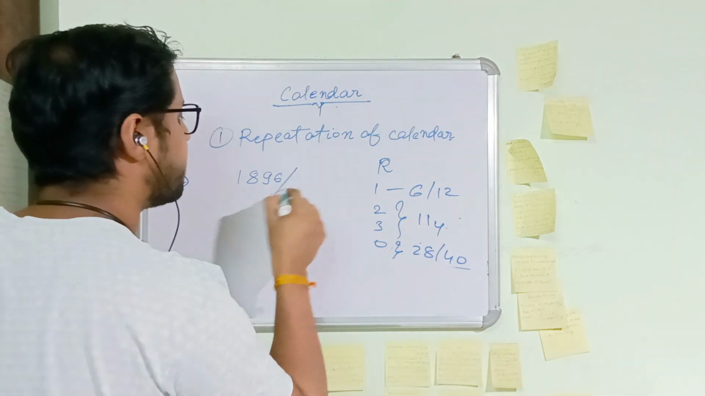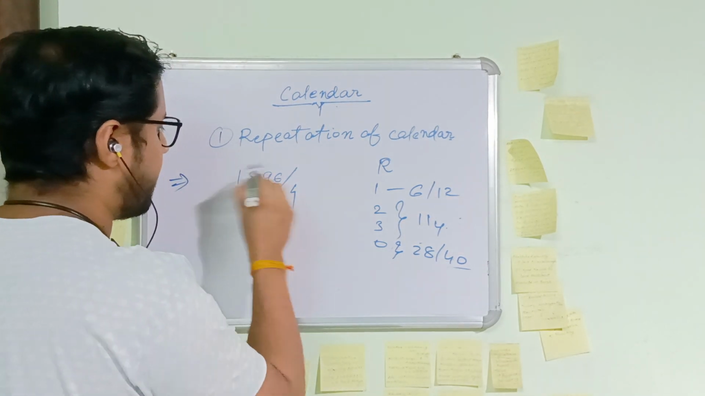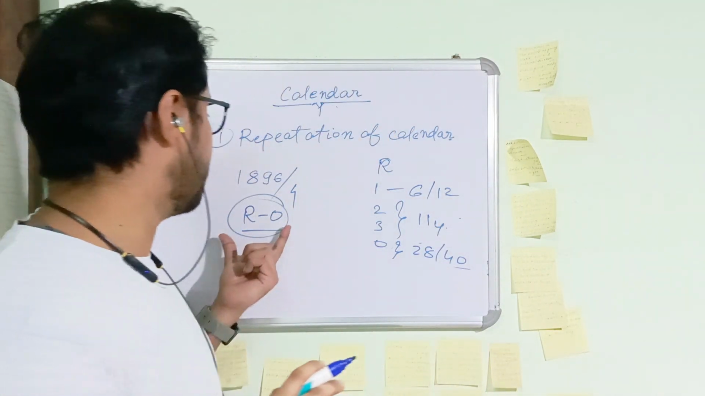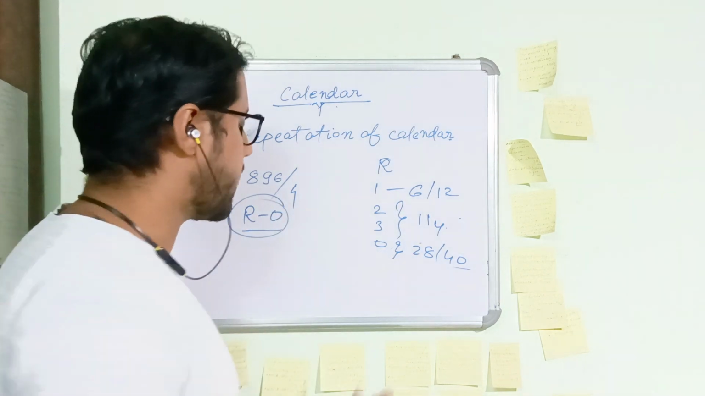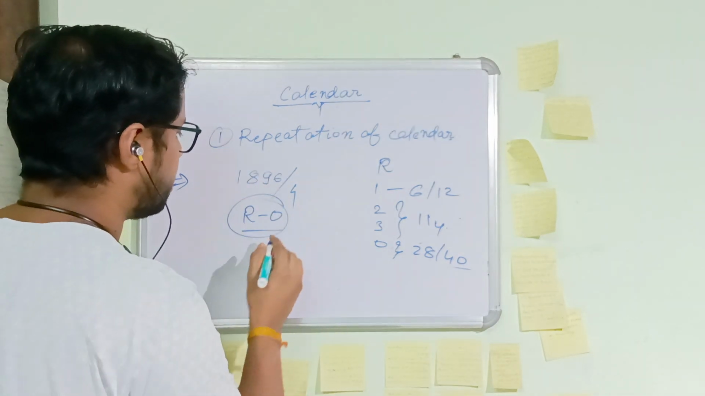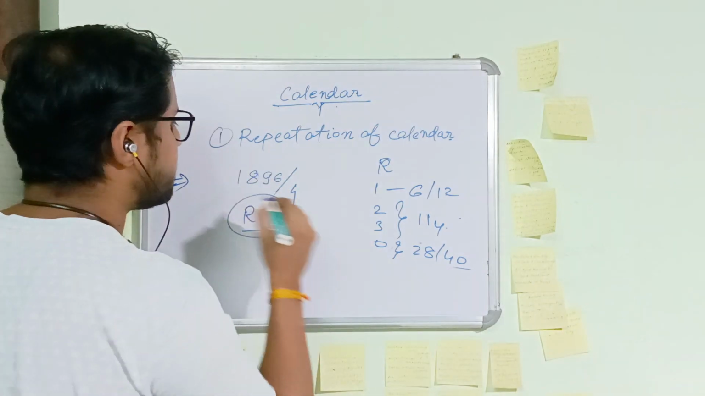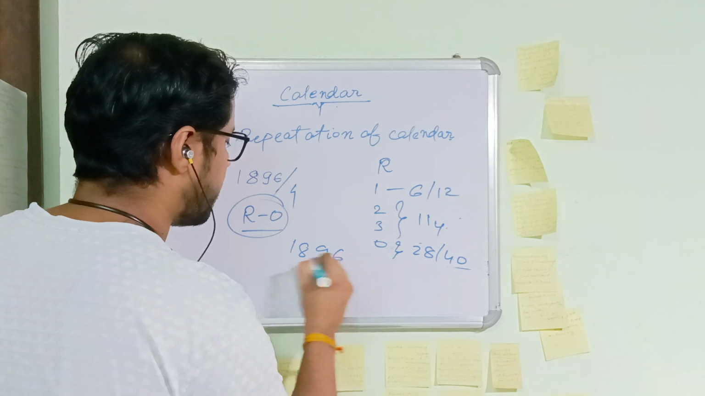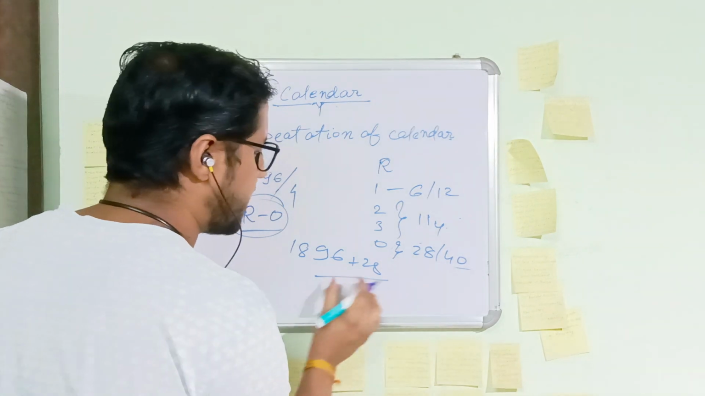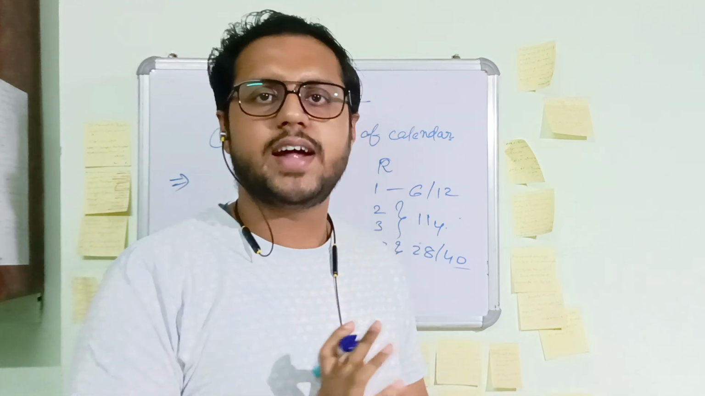So as we know, 1896 is completely divisible by 4. In this case, we are getting a remainder 0. Remainder 0, so just add 1896 plus 28. But we can see that this year is very near to a century year, like 1900.